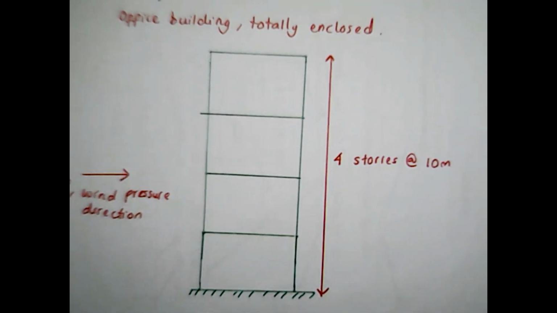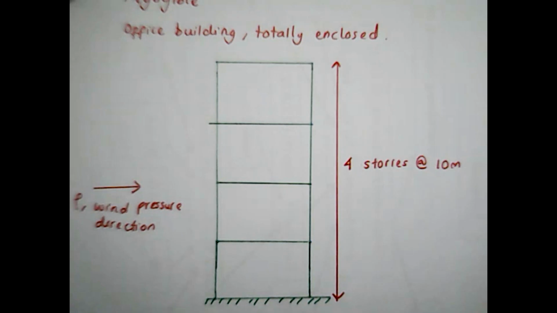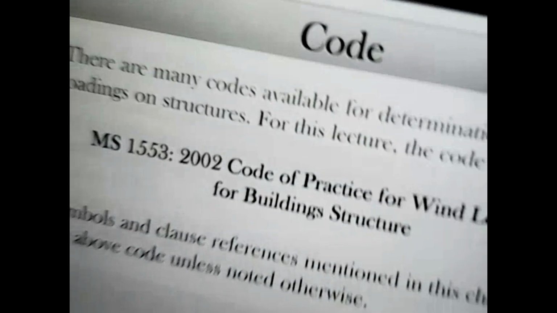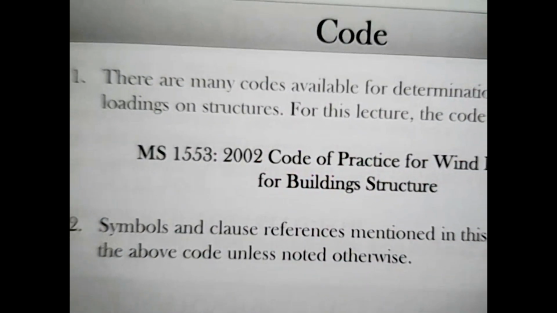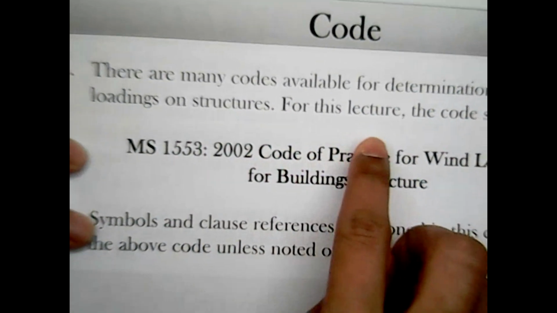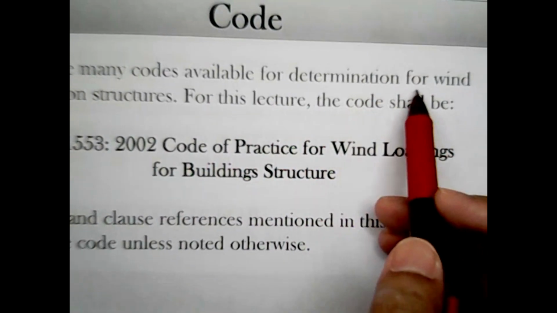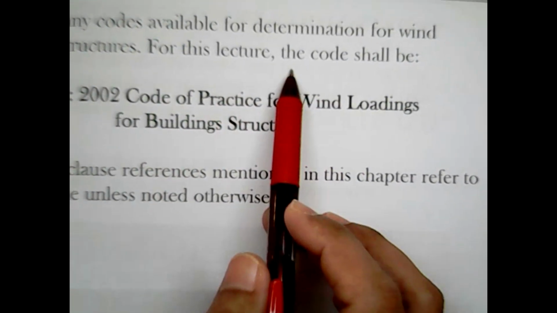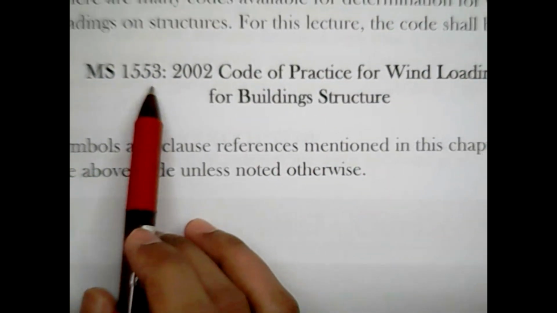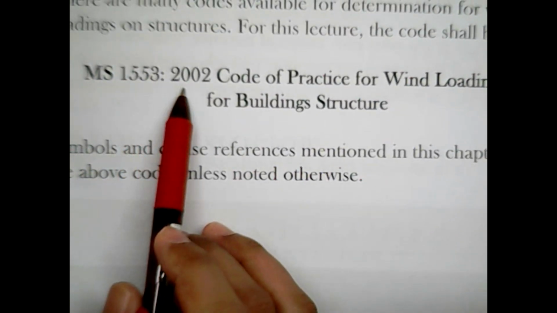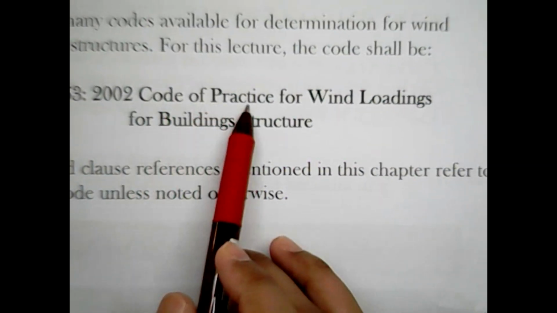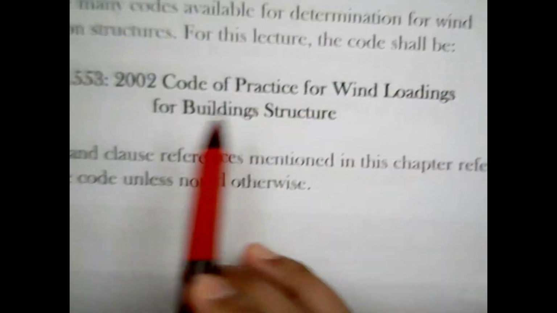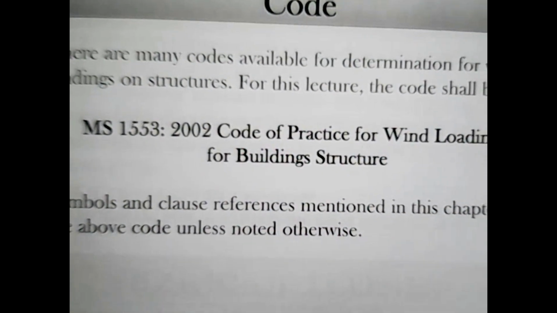Okay class, before we start, make sure you have with you your MS standard design code. So if you look here, the code, there are many codes available for determining wind loading on structures. For this lecture, the code shall be MS1553:2002, which is the code of practice for wind loadings for building structures. Alright, so make sure you have this code with you.